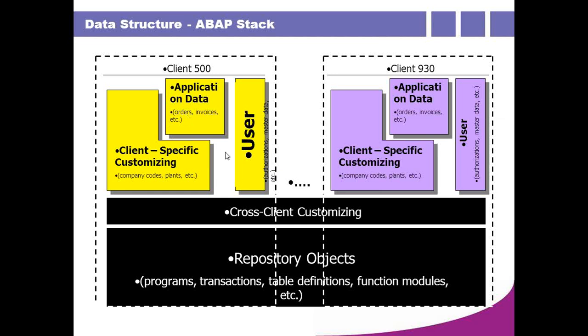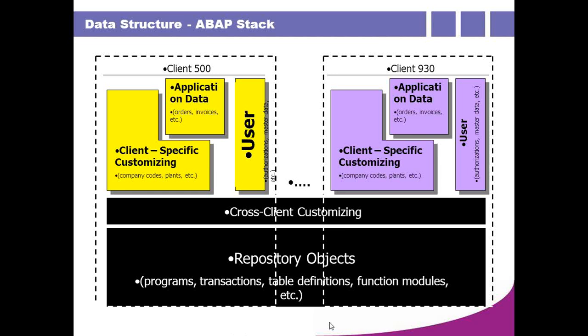And here, these clients reside on top of some other areas, those are called repository and cross-client objects. This is the fundamental thing to operate your system, that is repository, very, very important. Without this repository, your system is not there. When you are installing your SAP system, this only it is building, nothing but programs, transactions, function modules like that.